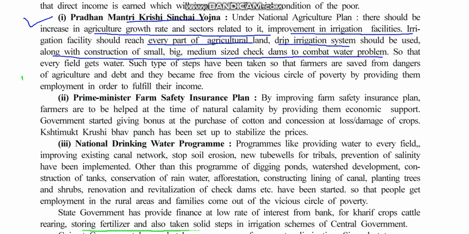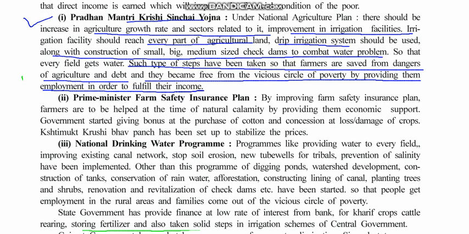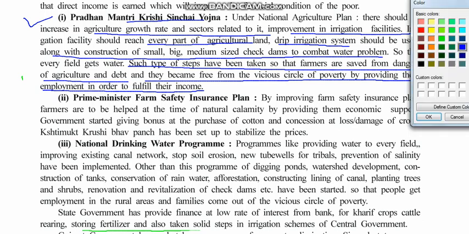At the same time, it also ensures that the problem of water scarcity is fought, and for that small and medium sized check dams are also constructed. Such steps have been taken so that farmers are saved from the dangers of agriculture and debt, and they become free from the vicious circle of poverty by providing them employment in order to fulfill their income. So this is the Pradhan Mantri Krishi Sinchai Yojana that is being implemented.